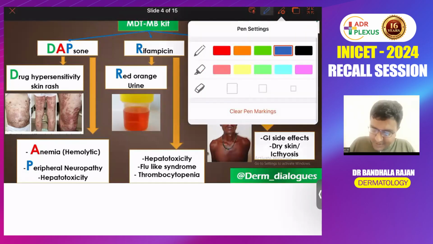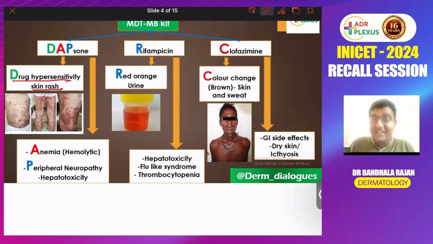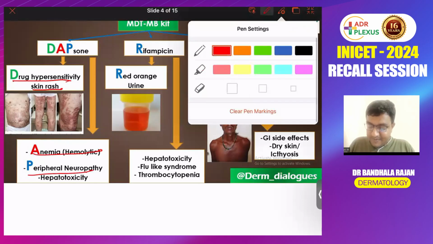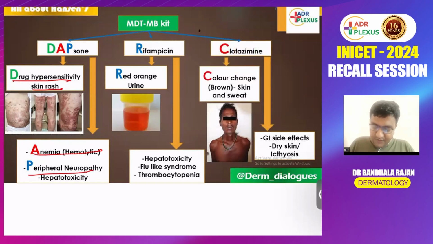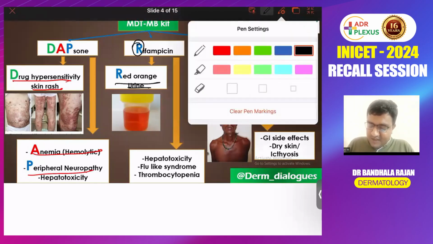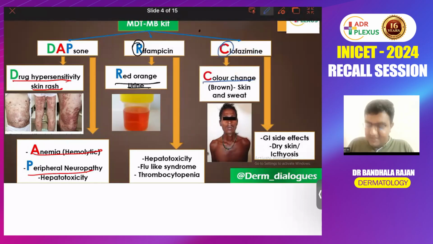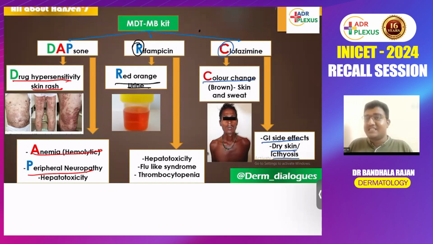For example, dapsone causes drug sensitivity skin rash, hemolytic anemia, peripheral neuropathy and hepatotoxicity. Rifampicin causes red colored urine. Apart from that, it can cause hepatotoxicity, thrombocytopenia, and so on. Clofazimine, as I told, C for color change, means brown colored sweat, brown discoloration. Other side effects are GI side effects, dry skin, ichthyosis. So it is very important for you. It can be asked in the next NEET exam also, the question can be repeated.